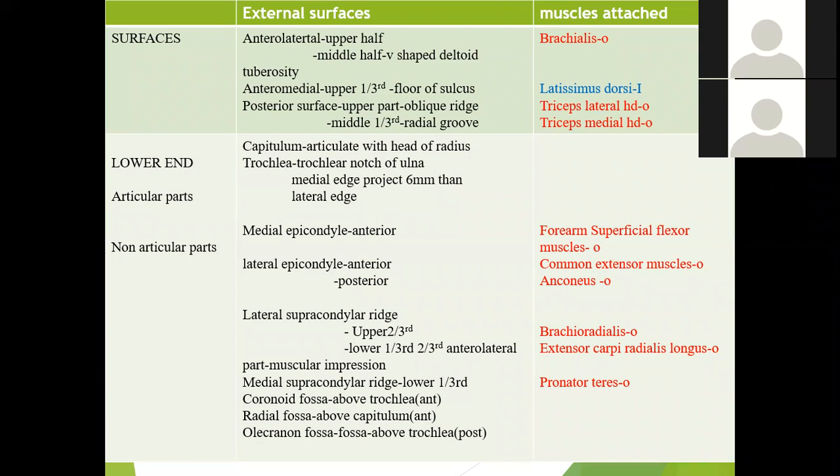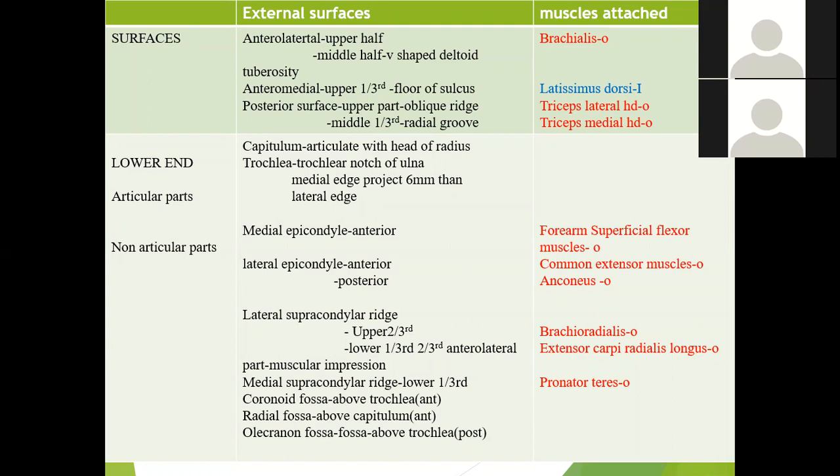Next we are coming to the lateral epicondyle of the humerus. This lateral epicondyle has two parts, an anterior part and a posterior part. The anterior part of the lateral epicondyle gives origin to the extensor muscles of the forearm, the superficial muscles. So both epicondyles give origin to superficial muscles: the medial epicondyle gives origin to flexor muscles, and the lateral epicondyle gives origin to extensor muscles. Both are common origins, so there is no need to study specific muscles. You can say in a single line: medial epicondyle, superficial flexor muscles of the forearm; lateral epicondyle, superficial extensor muscles of the forearm.